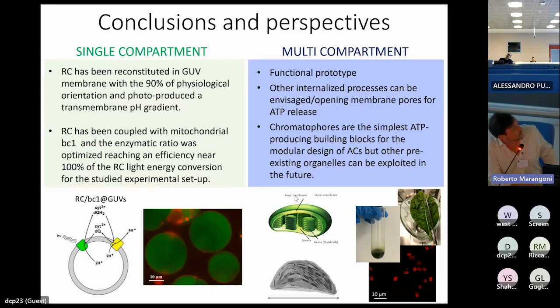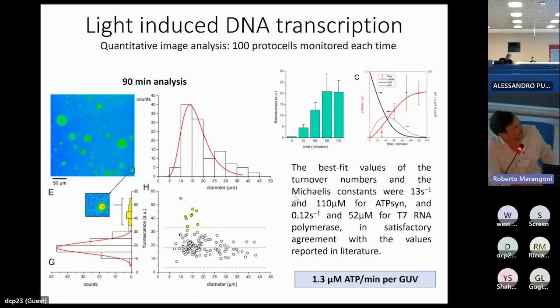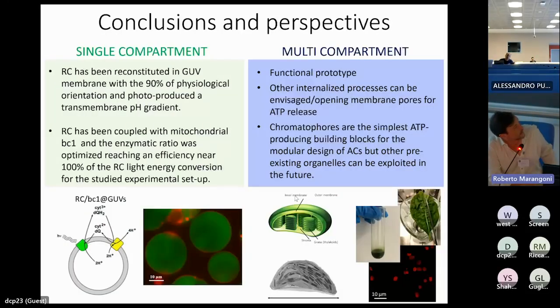And so the multi-compartment approach, of course, is much more efficient, but in this line we can also use other organelles. For instance, now we are working on the chloroplast.